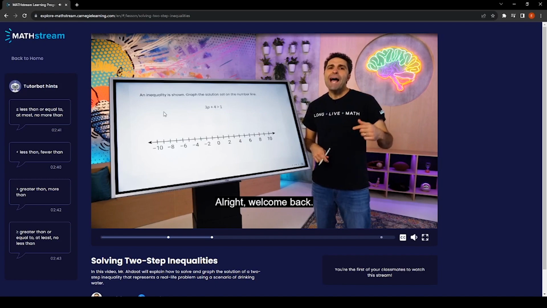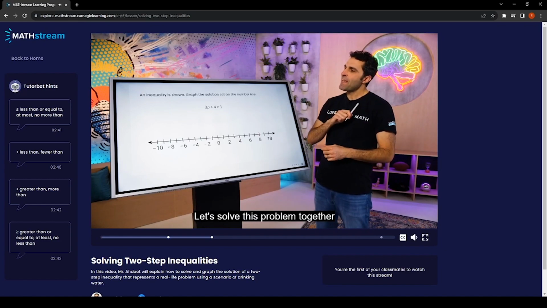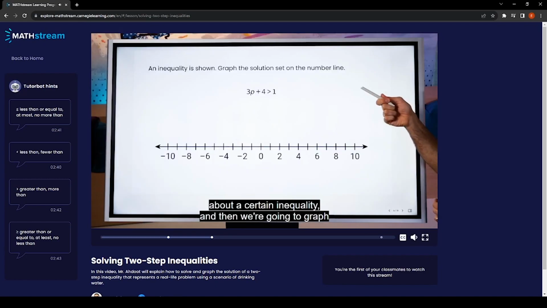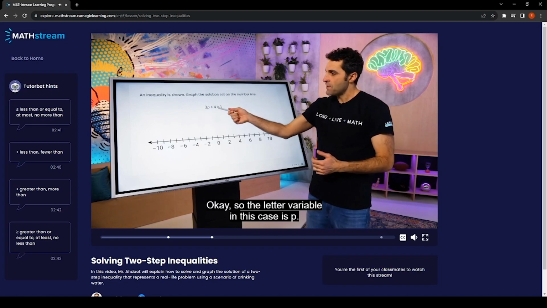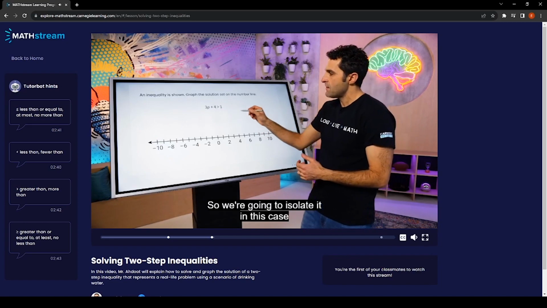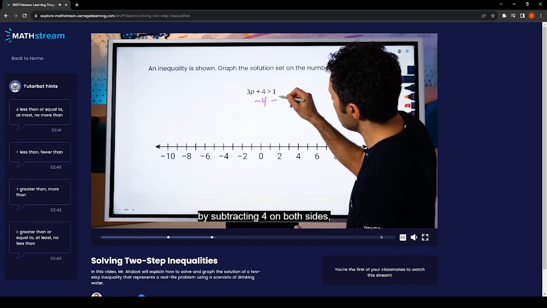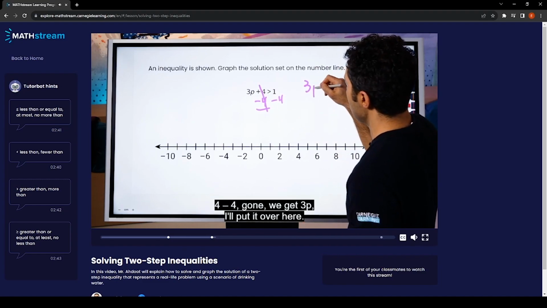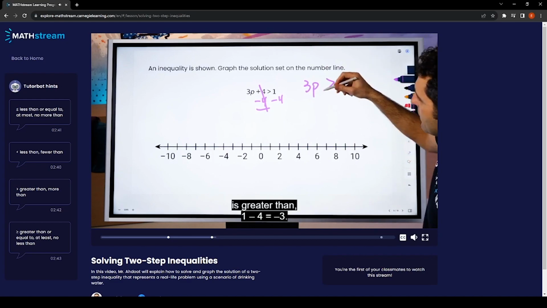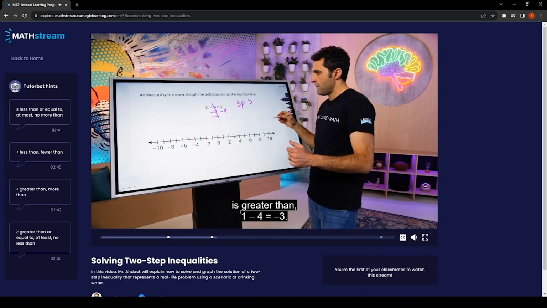All right, welcome back. Let's solve this problem together about the inequality, and then we're going to graph that solution on this number line. Okay, so the variable in this case is p, so we're going to isolate it by subtracting 4 on both sides. 4 minus 4 is 0, so we get 3p is greater than 1 minus 4, which is negative 3.